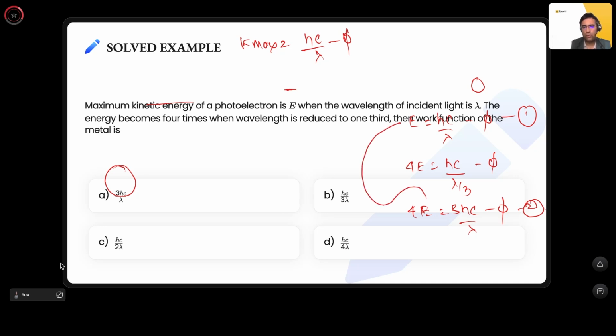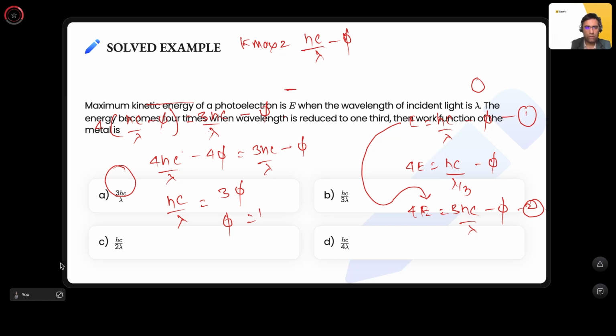So let's put the value of E over here. So it will become 4 into Hc by lambda minus phi is equal to 3 Hc by lambda minus 5. 4 Hc upon lambda minus 4 phi will become 3 Hc upon lambda minus 5. So we bring the similar terms here. Hc by lambda is equal to 3 phi, and phi will be equal to Hc upon 3 lambda. So this will be my answer.